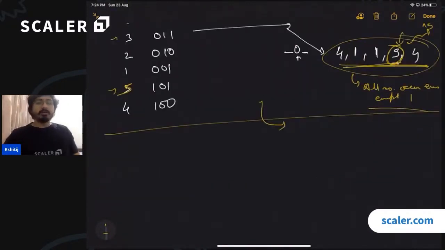If there are n odd occurring numbers, then this will not work. This only works if there are two numbers which are occurring an odd number of times.